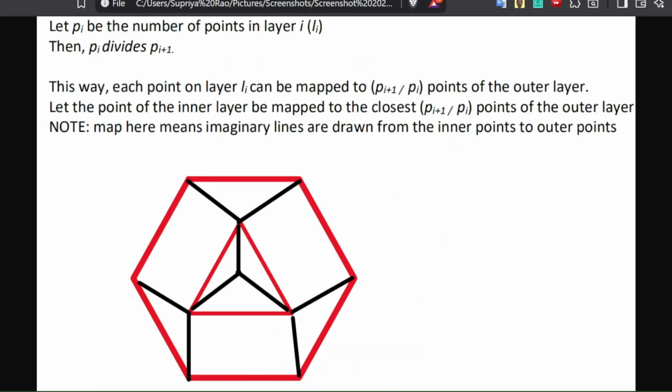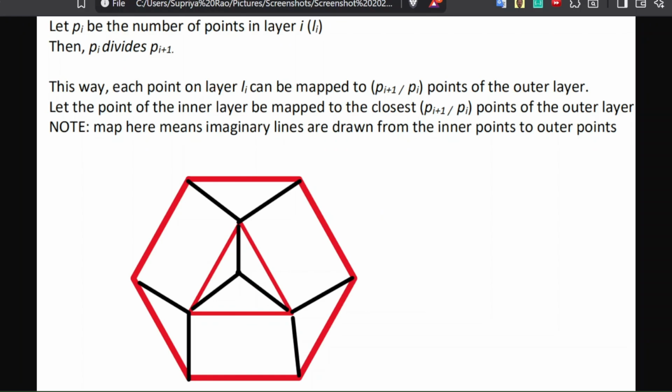Now, let Pi be the number of points in layer Li. A key rule is that Pi must divide Pi plus 1. This ensures that each point in the inner layer can be mapped to Pi plus 1 divided by Pi points in the outer layer. These connections are represented as imaginary lines, not part of the final column, but essential in the construction of it. Using these imaginary lines as major axes, we can then draw the curves that were aforementioned.